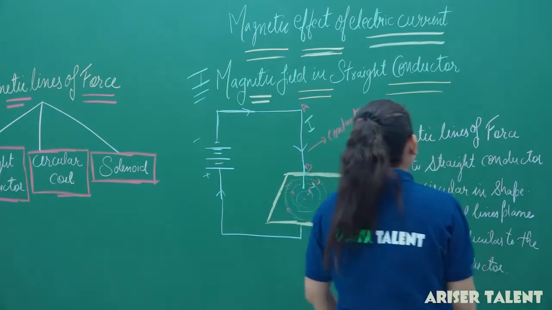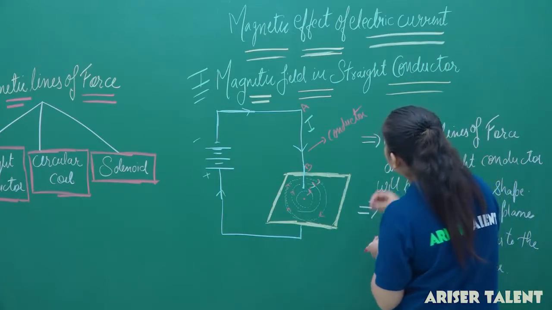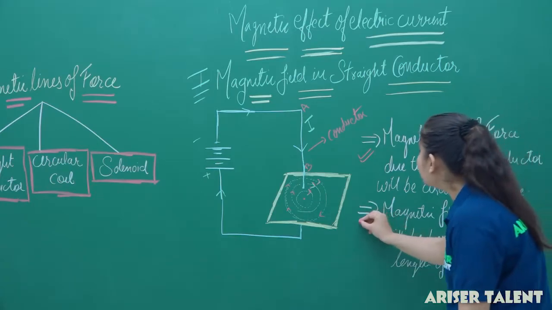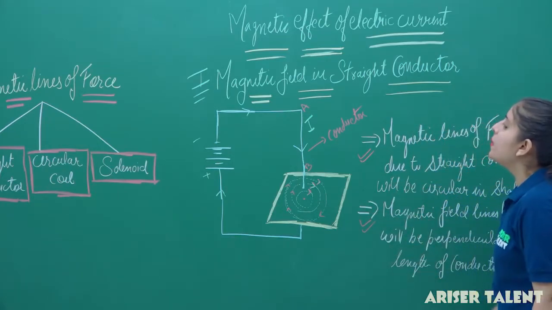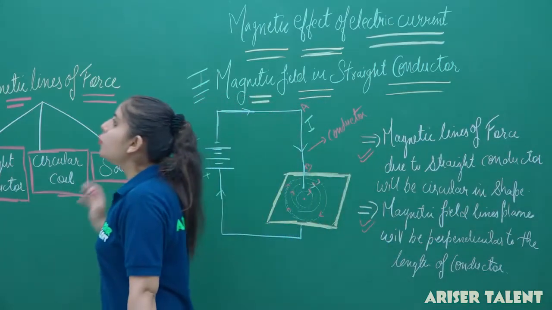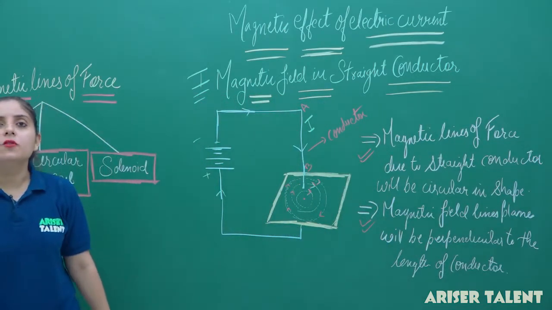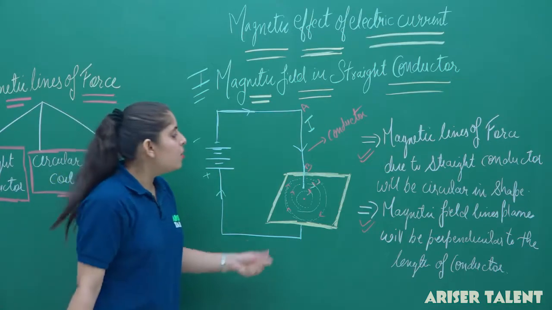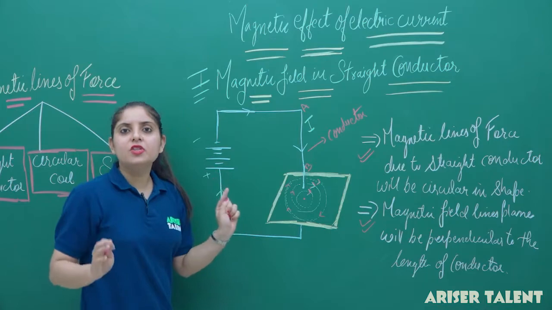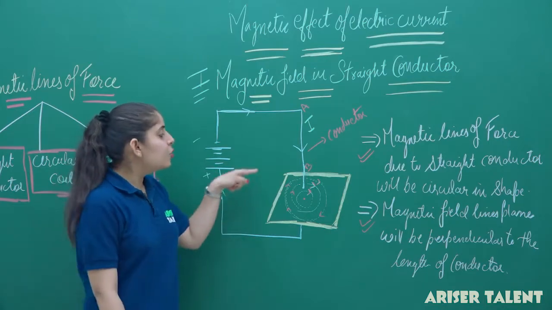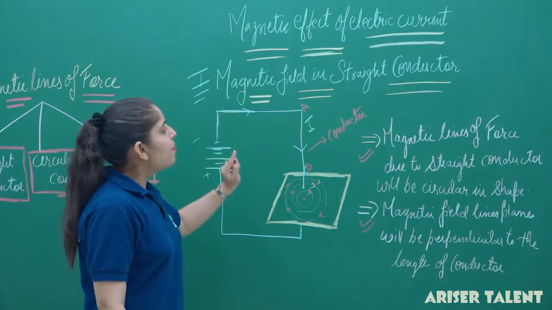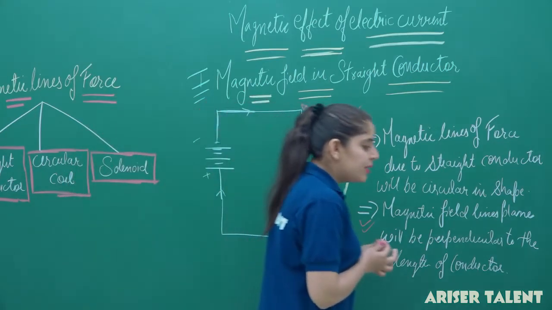So in this case, we conclude two conditions: the magnetic lines will be circular in shape and the magnetic lines of force will be perpendicular to the length of the conductor. Now, how will you find the direction of the magnetic lines of force? This we will discuss now, that is, how I can draw these arrows in that direction. These are actually the direction of the magnetic field I am getting here. How I am drawing this, I will tell you further. Now, this is the magnetic field lines in the case of the straight conductor.